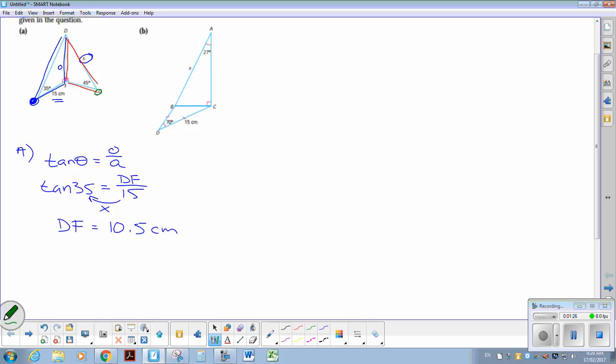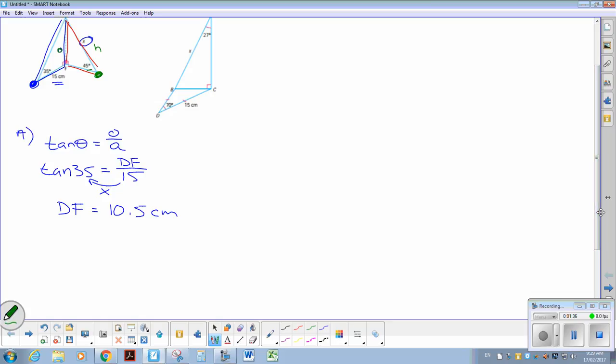So now I have enough information to work on triangle DFG, my red one. In this one, if this is my reference angle, I have an angle, I have the opposite side, and I'm looking for hypotenuse, so that's going to be our sine. So I'm going to slide down. Sine, I'll use a different angle, sine phi equals opposite over hypotenuse. So sine 45 will equal 10.5 divided by our hypotenuse.